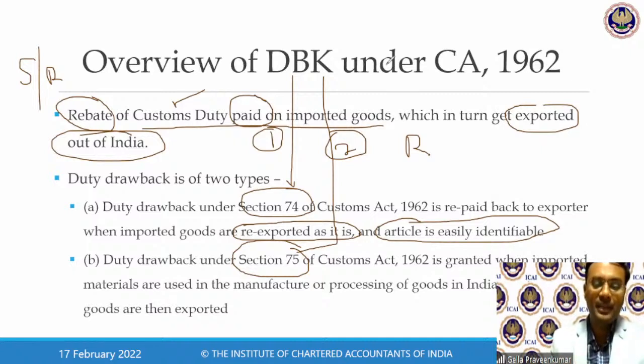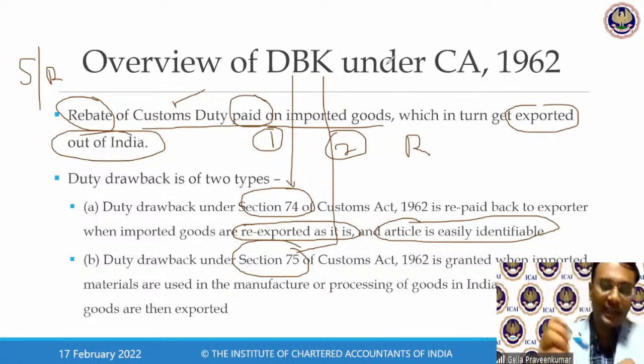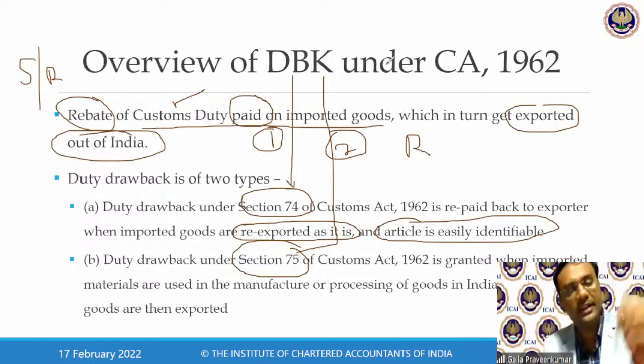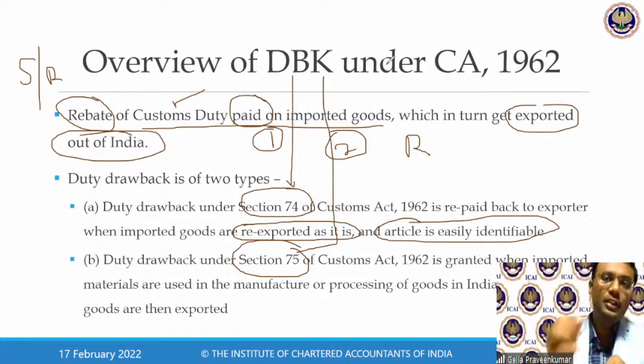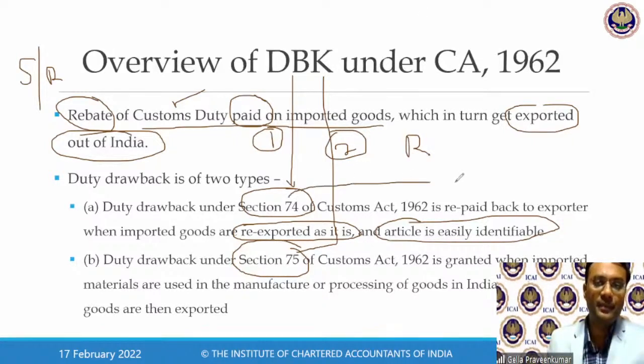Another example. Sir, I have imported a pen. I cannot do anything with this pen. I'll just try to apply it and I see that this pen is not working. I'll return it back. So the form in which it has come, the form in which it is going back, I can easily identify. Then I apply my provisions of 74, where identity is established.